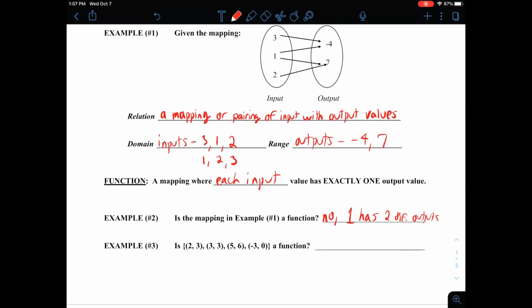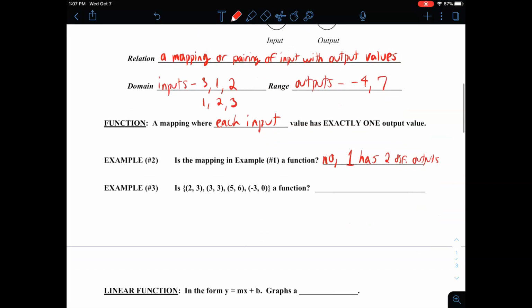And then we have this set here. It's saying 2, 3, 3, 3, 5, 6, and -3, 0. Is it a function? If you want, you can write them vertically like this: 2, 3, 5, -3, and then we have 3, 3, 6, sorry, 6 and 0. So for this one, does each input have exactly one output? Well, let's look at this. 2 goes to 3, that's fine. 3 goes to 3, that's fine. 5 goes to 6, that's fine. -3 goes to 0, that's fine.